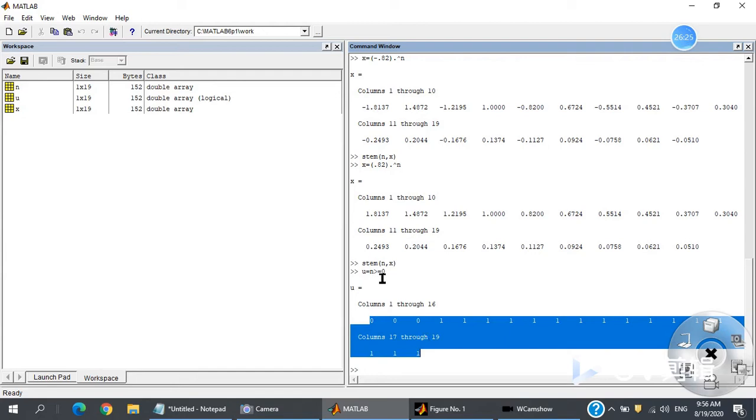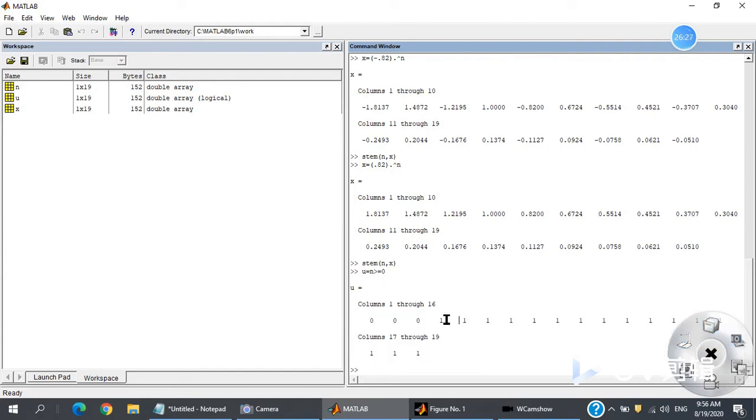When n is larger than or equal to 0, the values of u are 1s. And when n is negative, they are 0, right? So I have u, and I let u multiply x. I use y for it. Okay, y equals x times u.